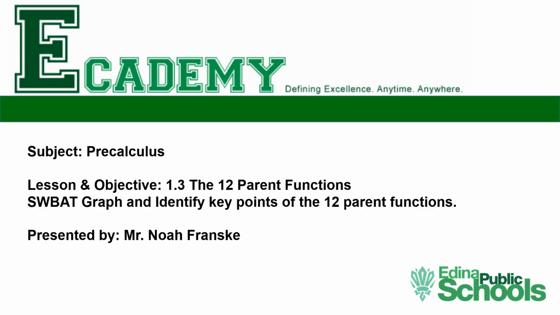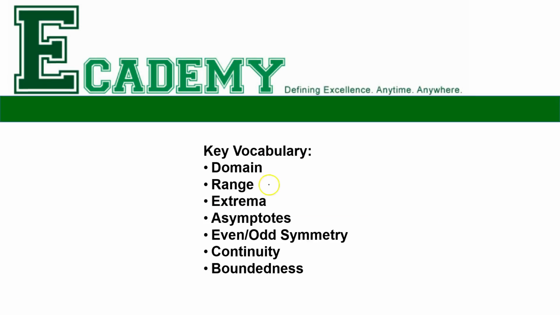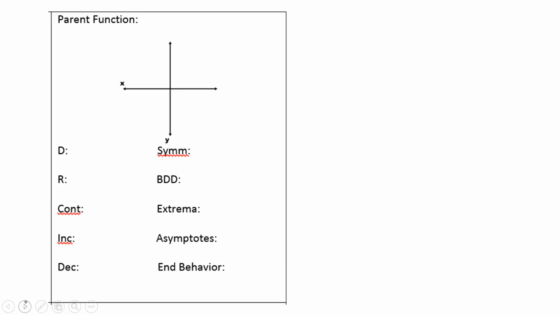Hey everyone, I got one more parent function video to get through here. We have 3 more parent functions to do. So we're going to round out our 12, and we're going to be able to graph these last 3 parent functions of our 12. Finally, thank goodness. Alright, so domain, range, extrema, asymptotes, even, odd, symmetry, continuity, and boundedness are still all in play. Let's take a look at what's going on.